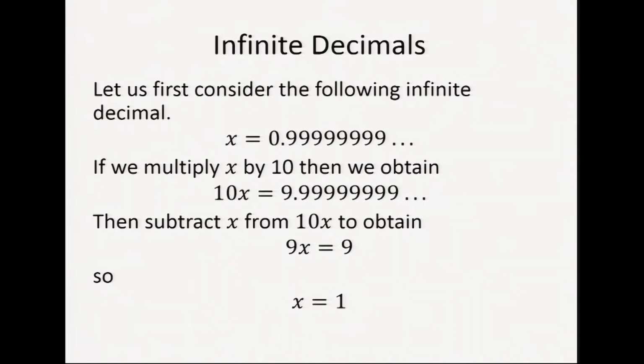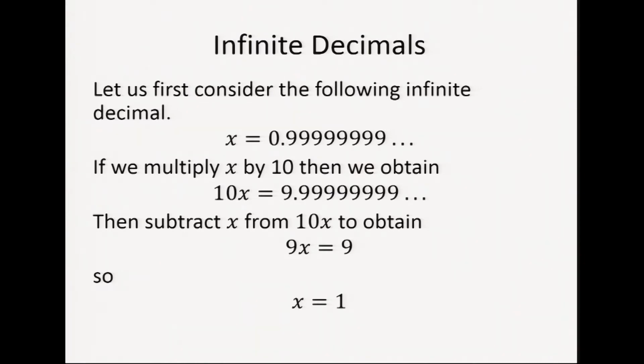This is your classic proof that 0.9999 is actually equal to 1. Multiply by 10, which moves the decimal point over 1, and we have 9 point, the same tail of 9s. If we subtract this number minus this number, on the left side of the equations, we end up with 9x. This number minus the tail of 9s is 9, and consequently, x equals 1.